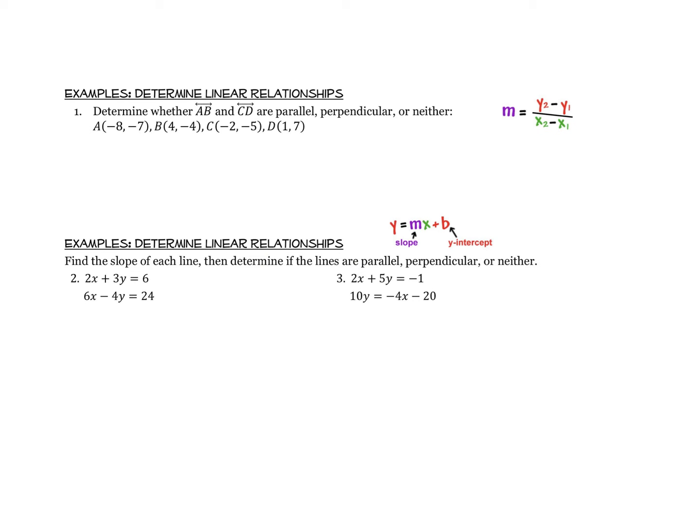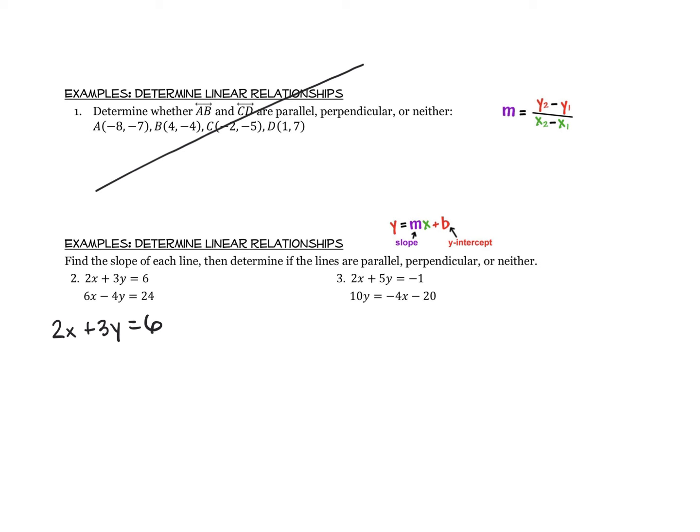Now we're going to look at some lines that are not already in slope-intercept form, and we're going to determine if lines are parallel, perpendicular, or neither. This will require you to remember some skills that you learned in Algebra 1. First, we're going to rewrite each equation so we can identify the slope. And then we'll look at the slopes and determine. We're not going to do this example. We're going to do example 2, where we have 2x plus 3y equals 6.